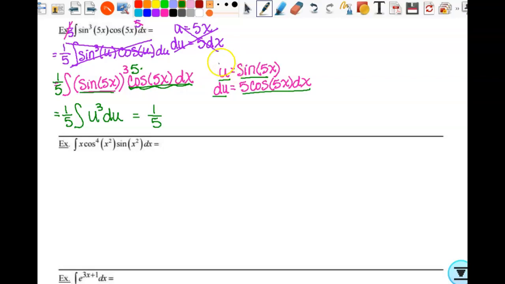Yes, because when I got, this is u, right? And that's what we decided on for u. When I took the derivative, du equals 5 cosine of 5x dx. So this whole thing here, all of this, is what becomes du.